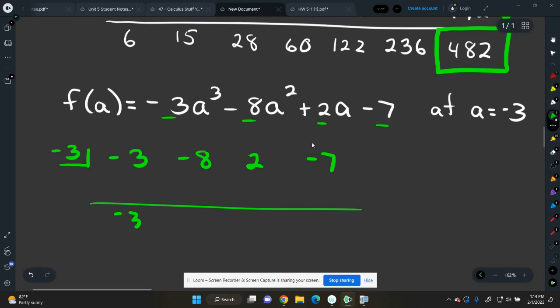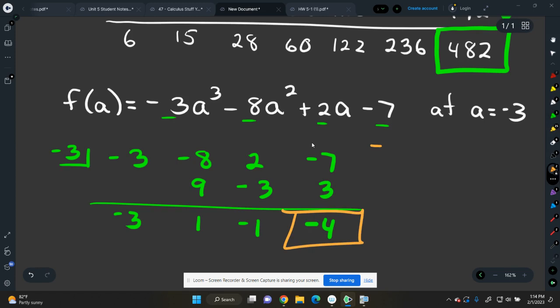So bring down your negative 3, multiply, and then add, and then multiply, and add, and multiply, and add. Look how fast that was. There's our answer, negative 4. Okay. See how fast that was? Okay, you can finish the worksheet.